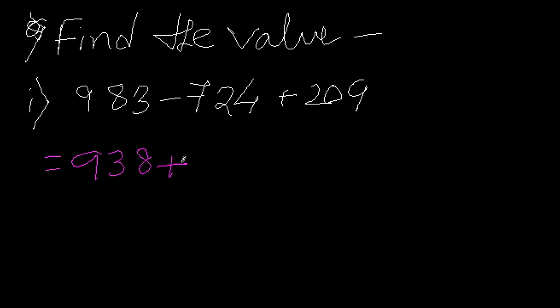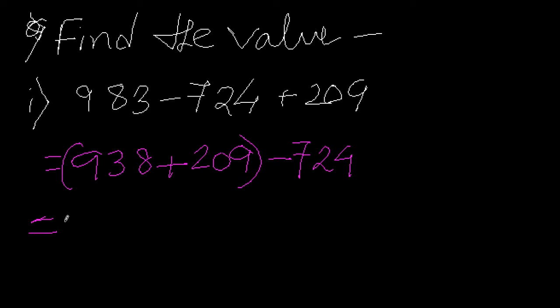983 plus 209. Okay? And then I can keep these two numbers in a bracket because I have to do this operation before. And after that I have the third term, minus 724. Minus 724 is the third term. So my first job is to add 983 and 209. Let me do that in my rough area. 983 and 209. How much will it give me?